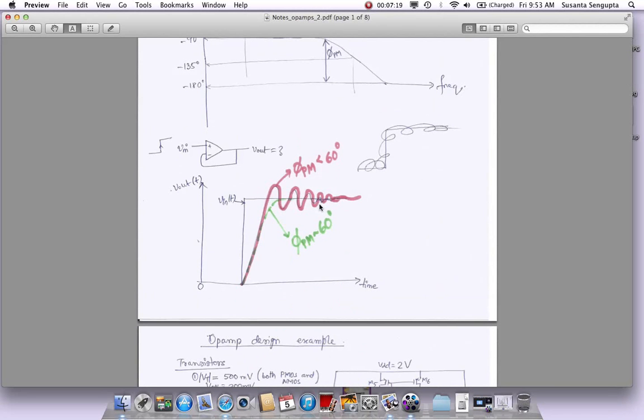How do we correlate this frequency domain information to the time domain response? That's what I'm trying to show here. So this is your time, and this pulse is what I put in, called V in. It's a fast rising pulse.